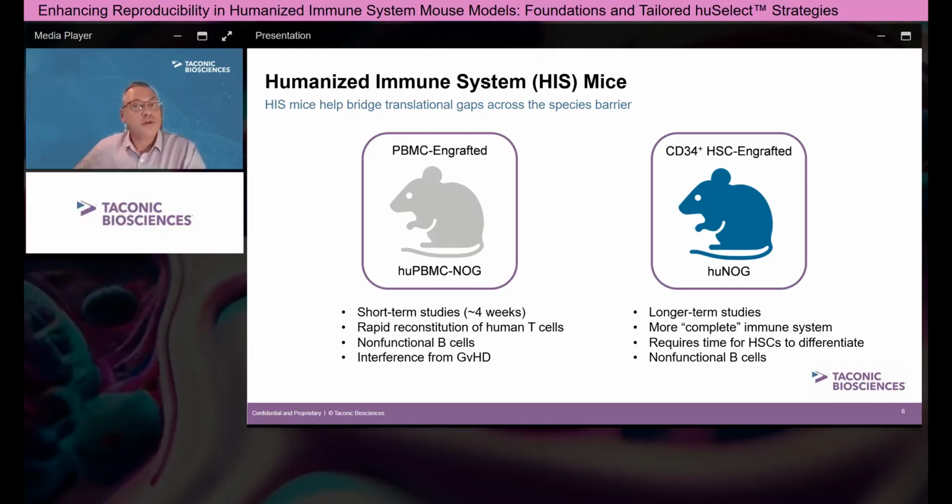These can represent a more quote-unquote complete immune system with additional immune cell lineages. However, this requires a lot more time to produce, as these stem cells need to engraft and to differentiate into the multiple different human immune cell lineages. One challenge with most HSC engrafted animals is the lack of functional B cells and adaptive humoral immune responses.